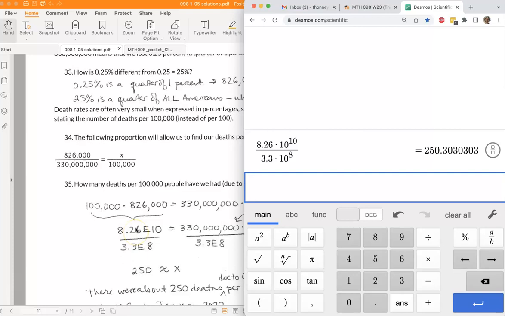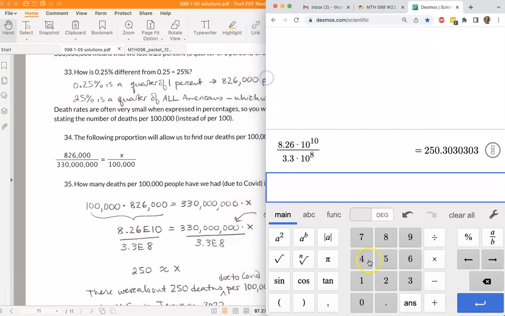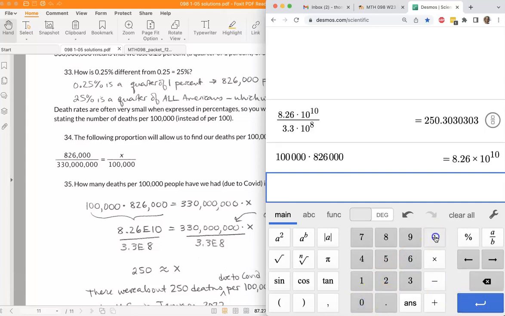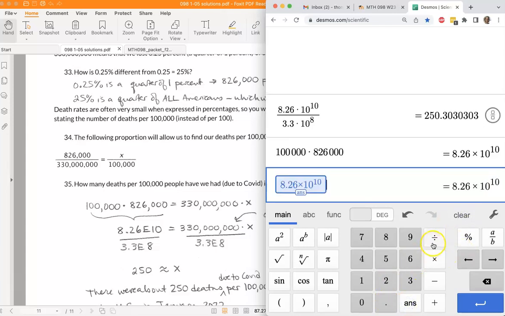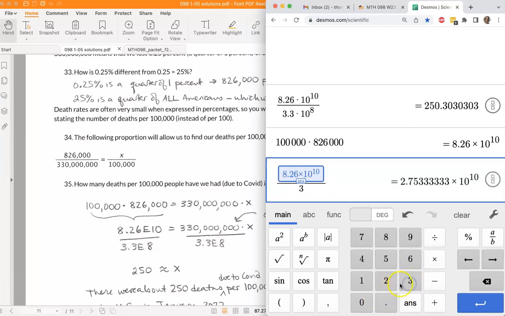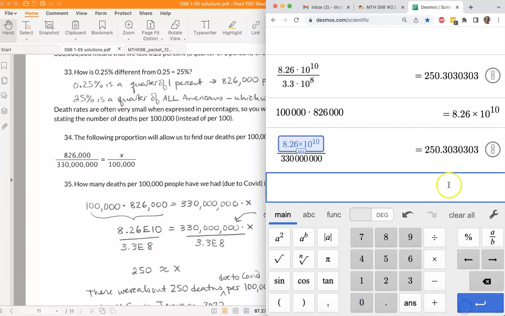And again, if I wanted to, I could have written all of this entire giant number out and then divided by 330 million. So 100,000 times 826,000, enter, divide by 330 million, enter, and that works as well, gives me the same result.